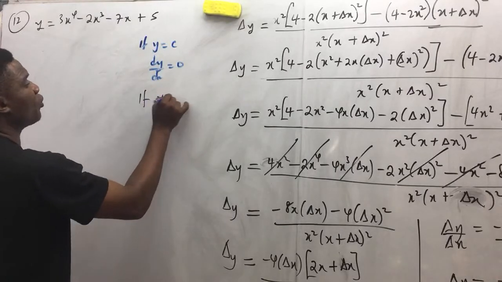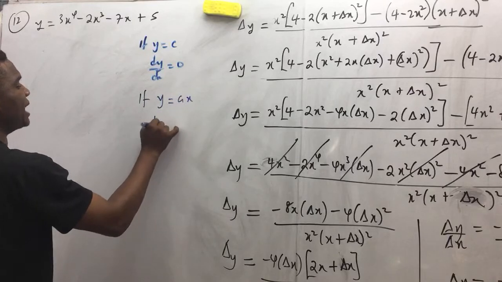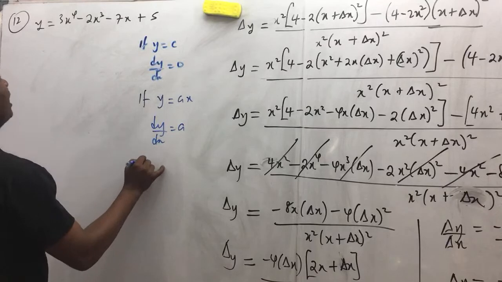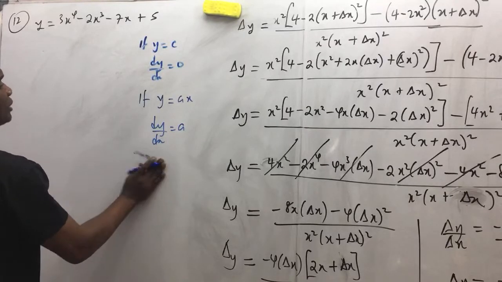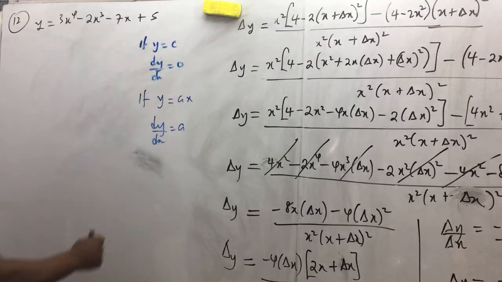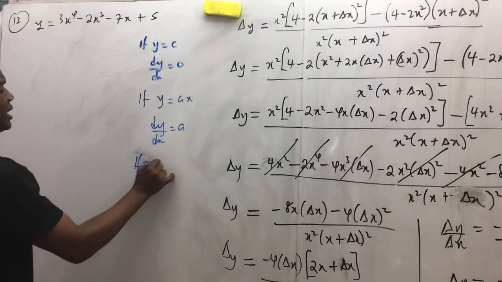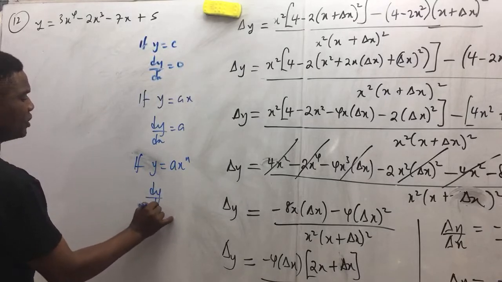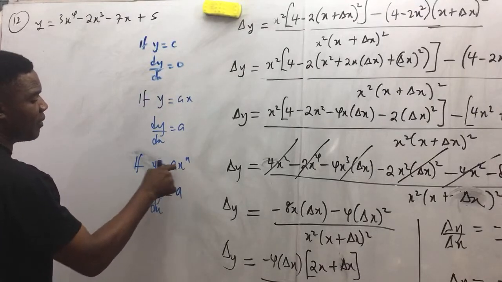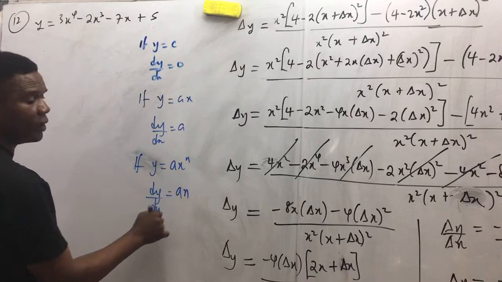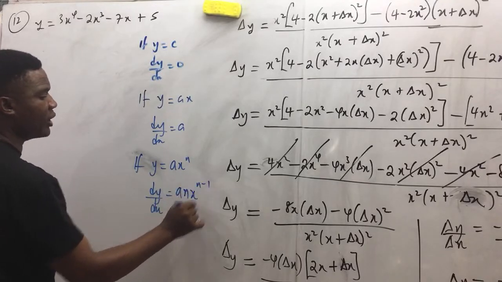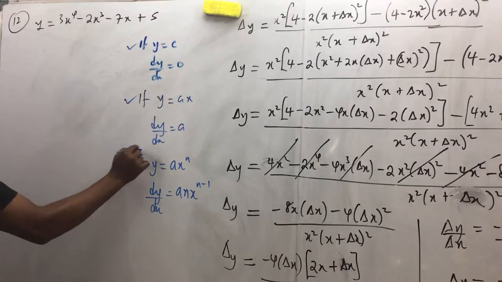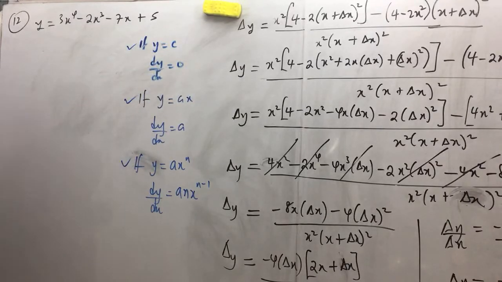If y is equal to ax, then dy/dx, please take note, will be equal to a. And if you are to differentiate a function like this, that is, if y is equal to ax raised to power n, then dy/dx will be equal to the power multiplying the coefficient, giving you n a x raised to power n minus 1. So please take note of this rule, and this rule. We shall be using them in solving this problem.